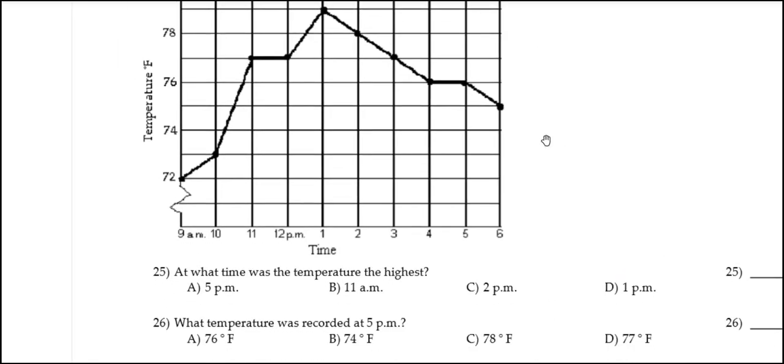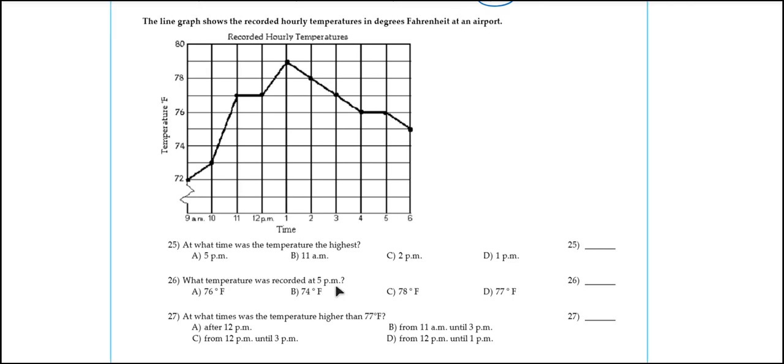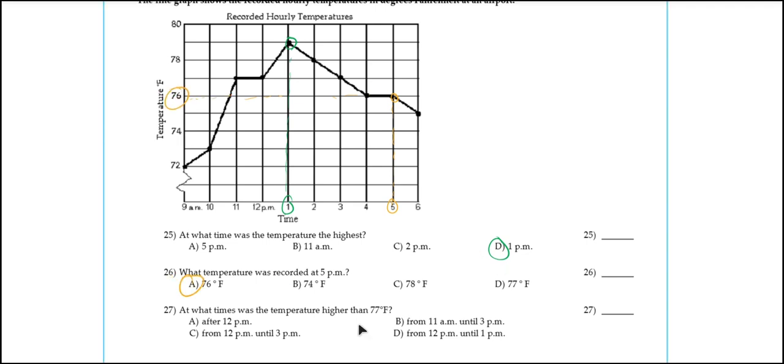Moving on. The next few questions ask us about this graph. They have recorded hourly temperatures across these particular times. They ask for where is it at its highest, which means finding this peak. At what time is that peak acquired? Well, we look down here and we see that that's at 1 p.m. What temperature was recorded at 5 p.m.? Well, here's 5 p.m. So I could look up from there and find its value, and then look over from that to read it off the y values. That's 76 degrees Fahrenheit.